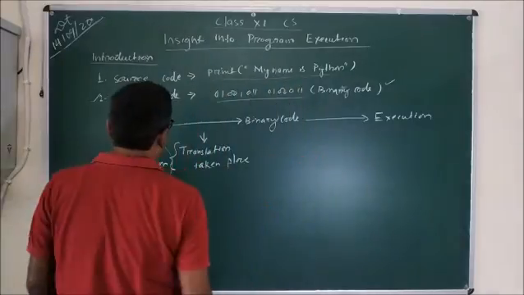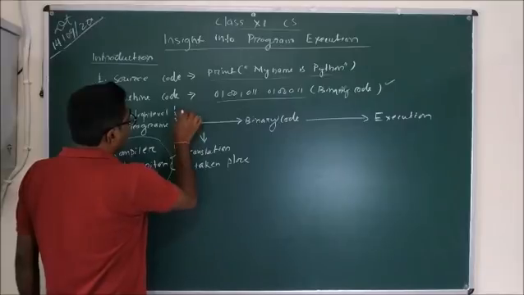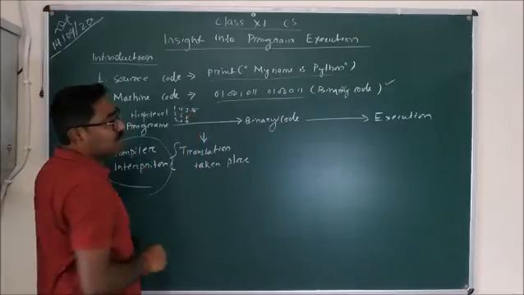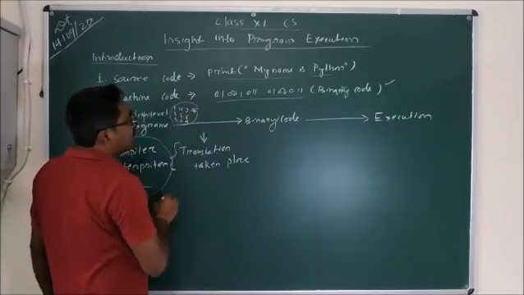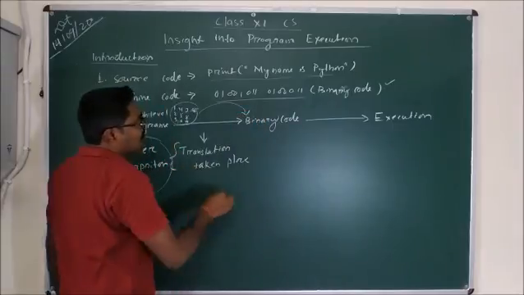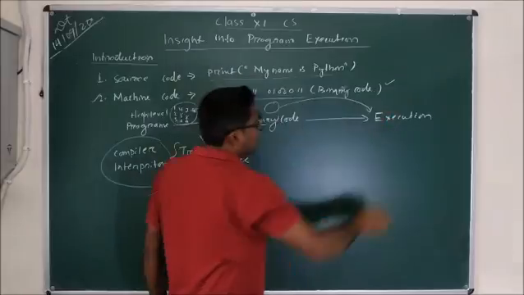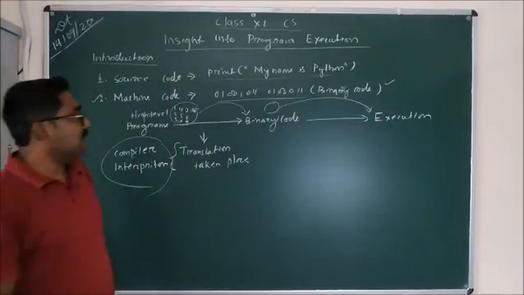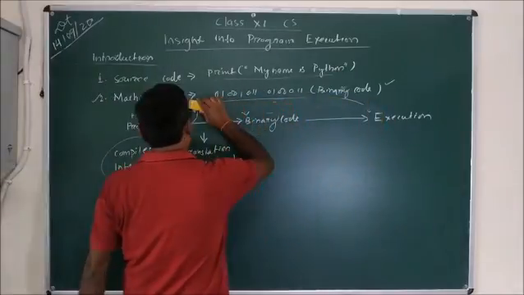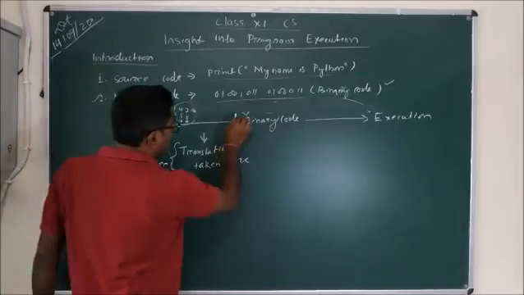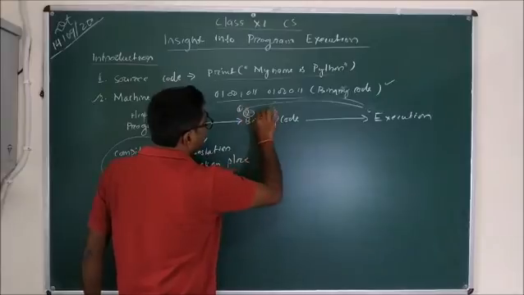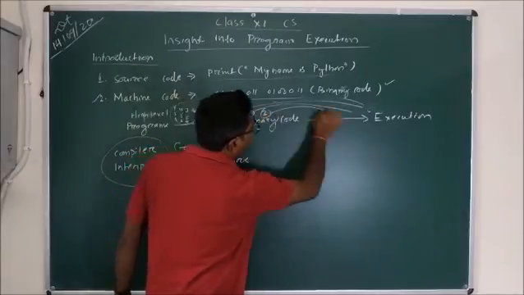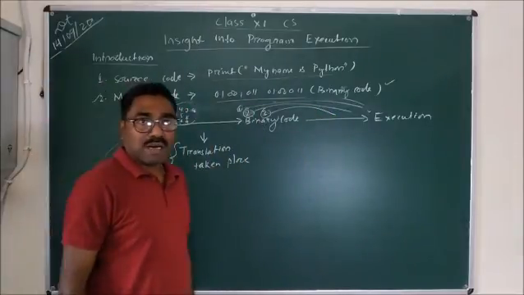That means, suppose we have 10 instructions: 1, 2, 3, 4, 5, 6, 7, 8, 9 and 10. These are the 10 instructions in a program. If we are using a compiler, the complete 10 instructions will be converted to binary code and then those 10 will be executed by the CPU. But in case of an interpreter, instruction 1 is converted and moves for execution. Instruction 2 is converted, it goes for execution. Instruction 3 is converted, it goes for execution. That is the only difference between the compiler and the interpreter.